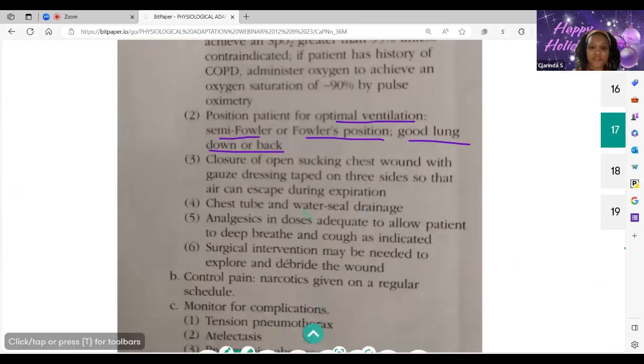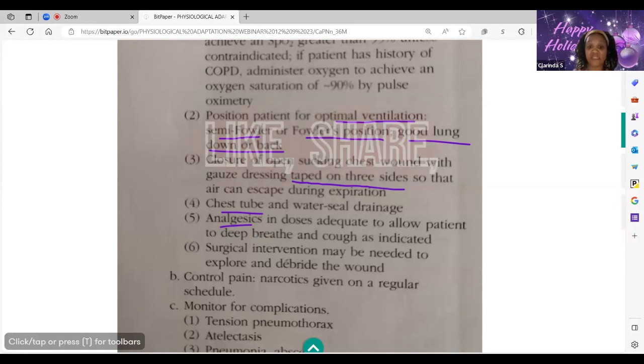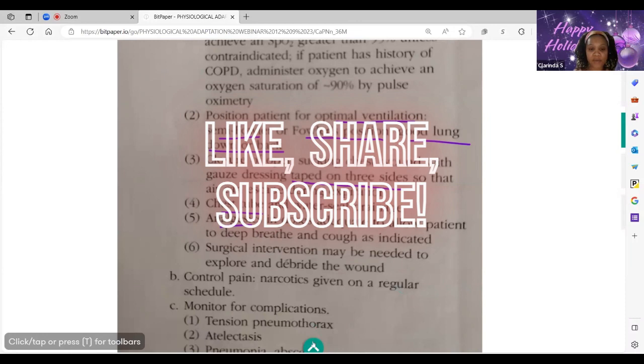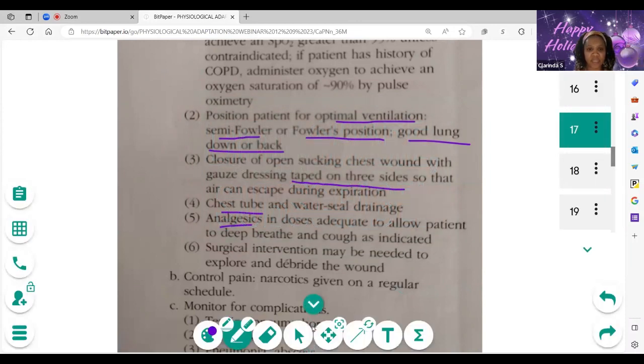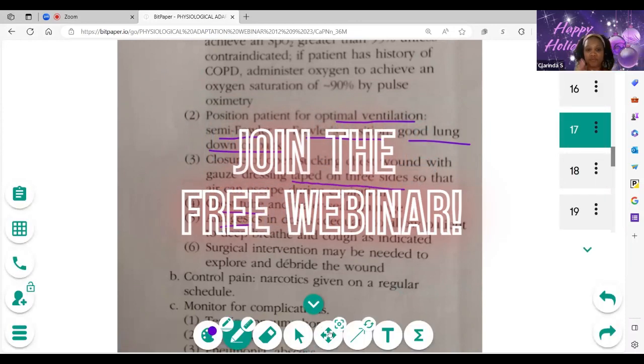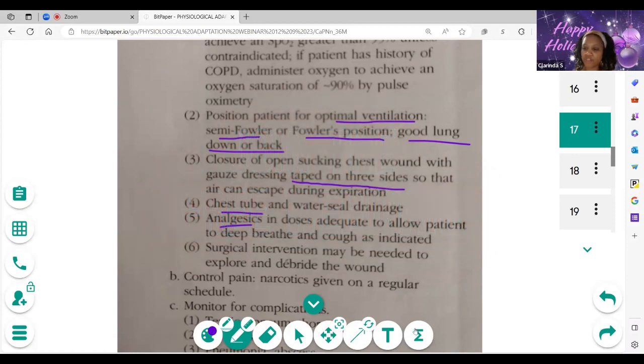We do want to close the open sucking chest wound with gauze dressing. You want it taped on 3 sides so that air can escape during expiration. So he inhales, but when he exhales, that air can come out, so it's not creating a further pneumo. Prepare for that chest tube. Now, analgesics: they're going to be in pain, but they're given in doses adequate to allow the patient to cough and deep breathe as indicated. I would want to know, and they didn't mention ABG in here, but according to Maslow's, we want to know that ABG result first.